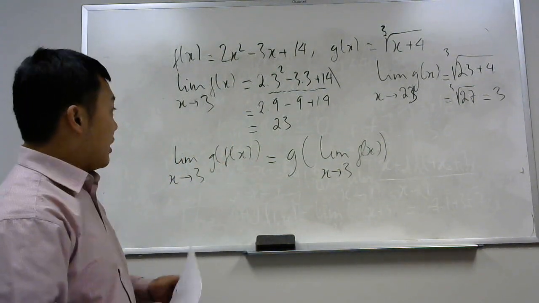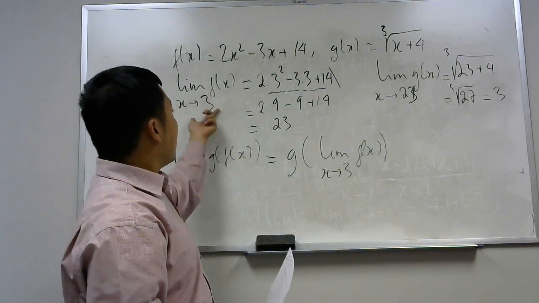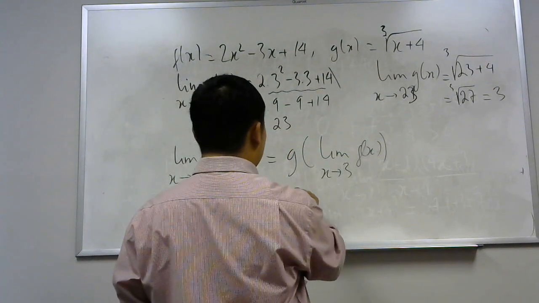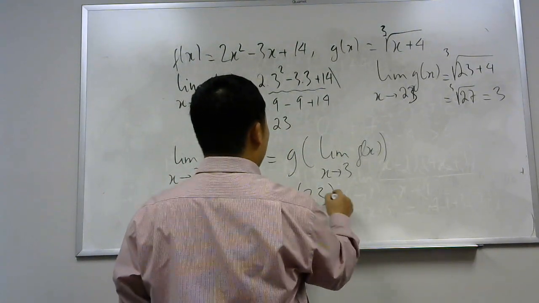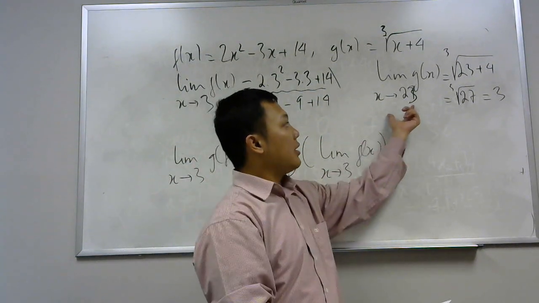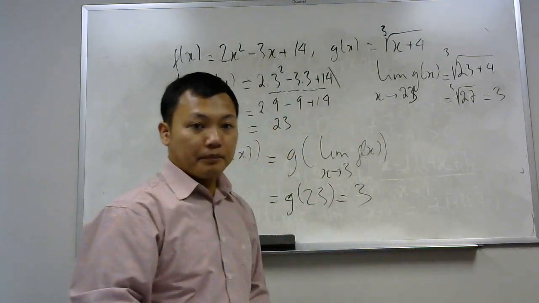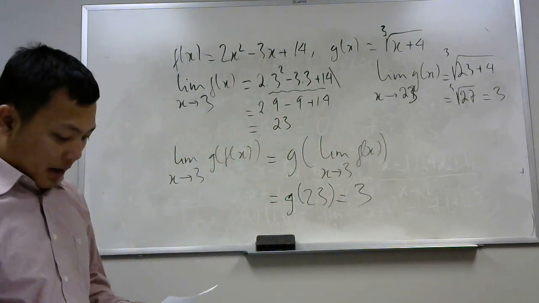You see? And we already have the limit of f when x goes to 3, right? That is 23. So basically you have g of 23, and we already have g of 23 in here, right? Because the limit is 3. So the answer is 3. You see? It's very easy.